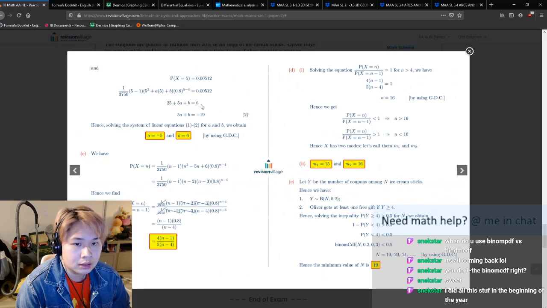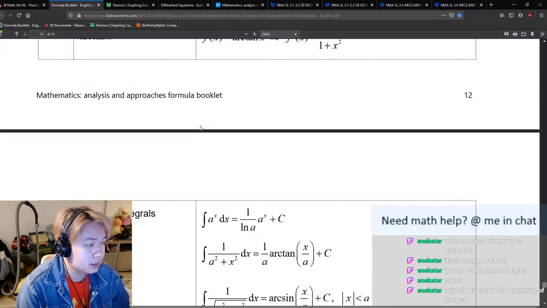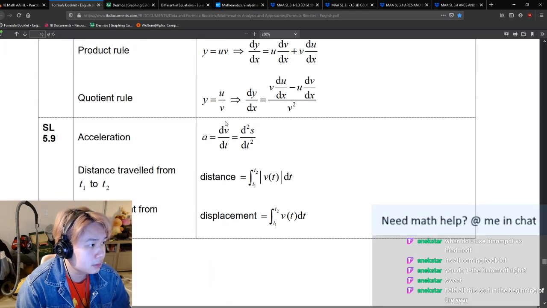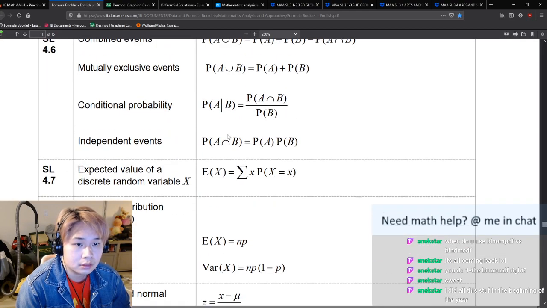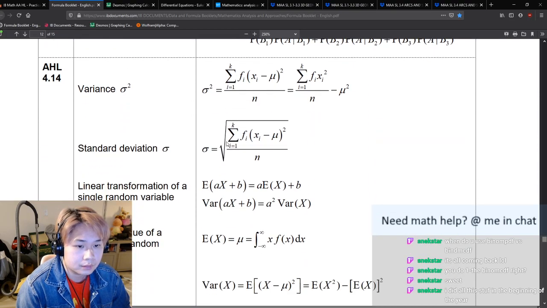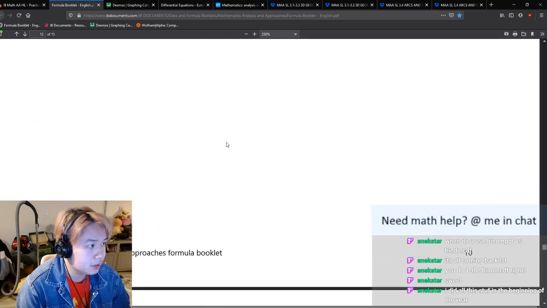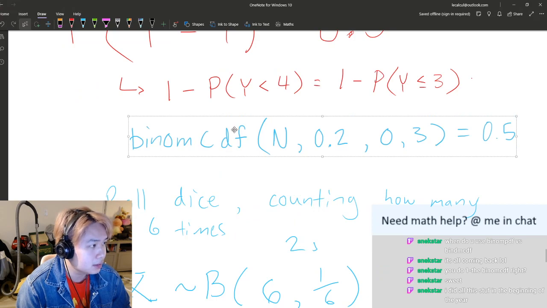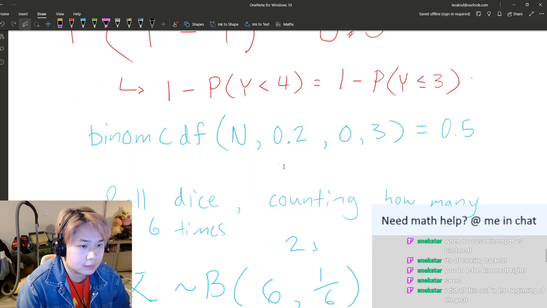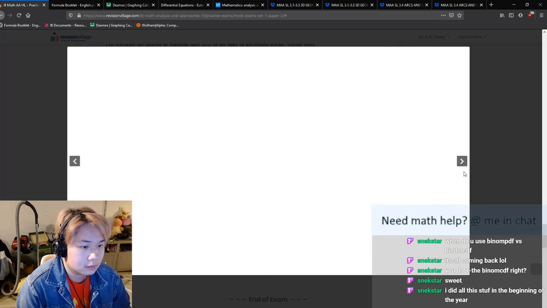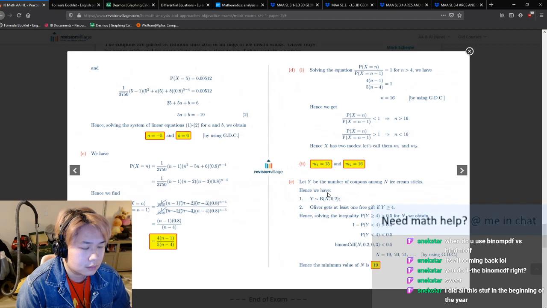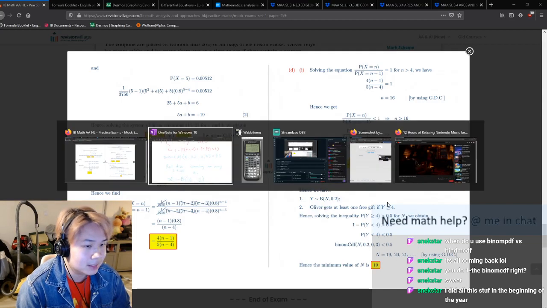I think as an HL student, you have the formula for the binomial CDF, which is unfortunate. Oh, apparently you don't. Why are they asking you this type of question then? By using GDC. You guys can't see it because it's behind the chat, but it says you just use the GDC once you get to this point to solve for n. So I wonder if I can just do that.